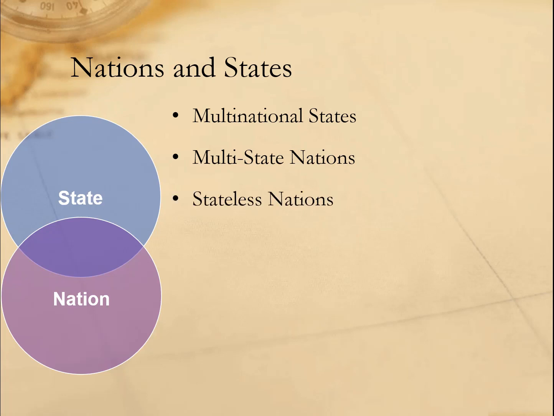And finally, we also have stateless nations, that is, nations who share a common identity but which lack a state home. Examples here might include the Kurds, who are divided across Iraq, Iran, Syria, and Turkey, but who lack a common national homeland. The Catalan population of northern Spain and southern France is similarly often thought of as a stateless nation, as are the Basque.